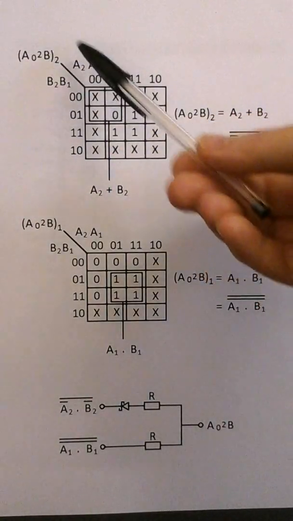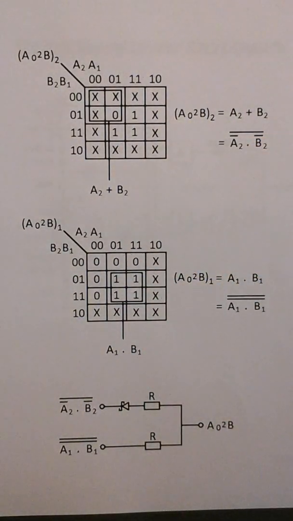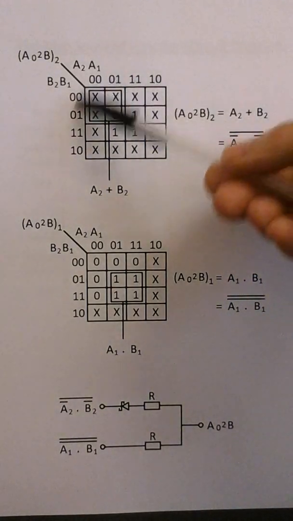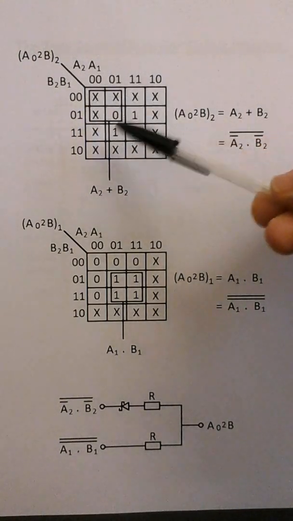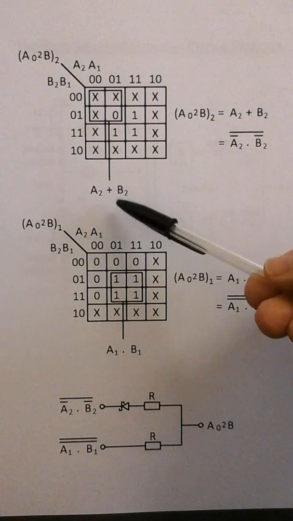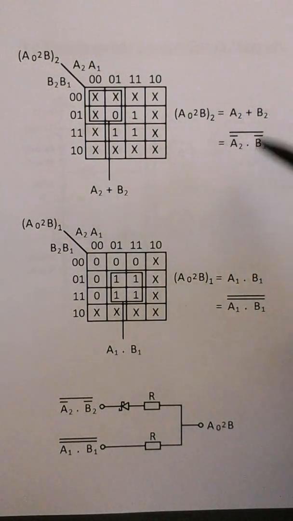Here we have A0 squared B2 and A0 squared B1. We have the can't happen states again, and the 9 entries in the truth table. So here I'm looping the zeros and treating these X as zeros. So that's A2 or B2. So A0 squared B2 equals A2 or B2. I'm going to convert the OR to a NAND using De Morgan's theorem, and that's not A2 NAND not B2.